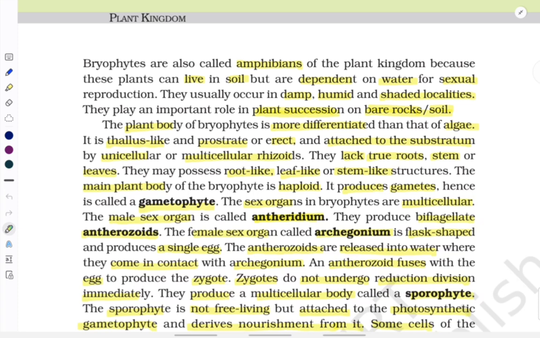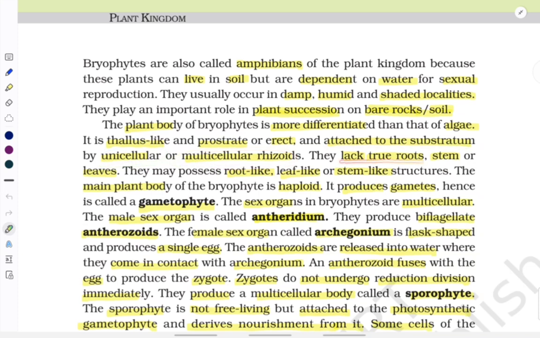So what all did we learn? That the plant body of bryophyte is more differentiated than that of algae. As we move further in classification, we notice that the organisms are becoming more advanced. So since bryophyte comes later than algae, it is more differentiated when it comes to the plant body. The plant body is thallus-like, not thallus but thallus-like. It is prostrate or erect. It is attached to the substratum with unicellular or multicellular rhizoids. The rhizoids that we saw in the diagram can be of both natures.